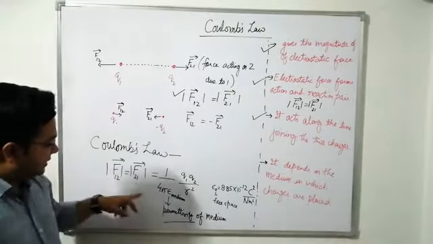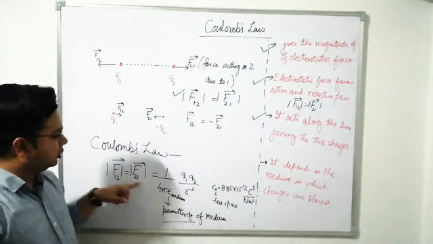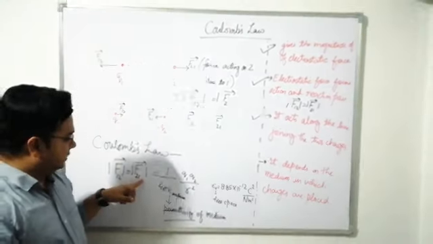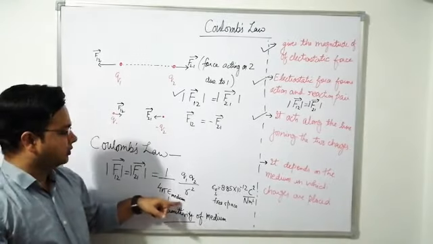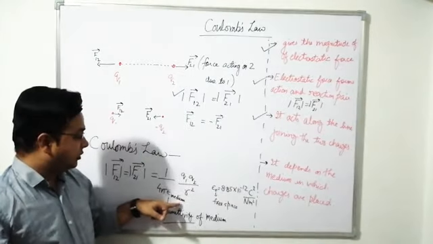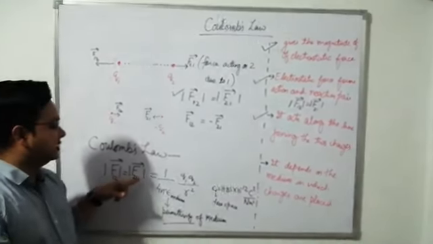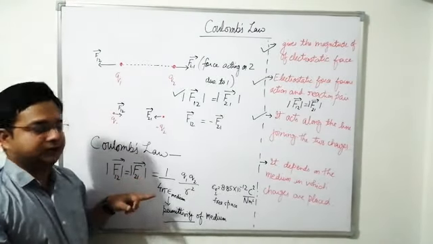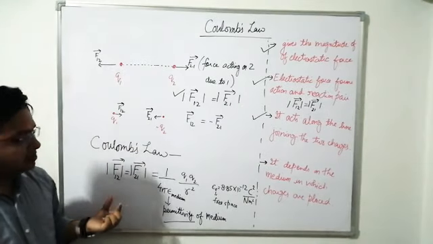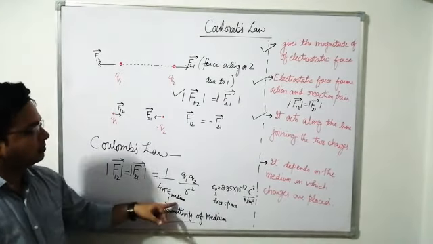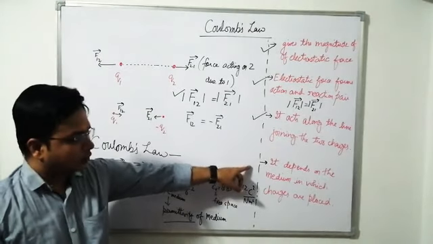And as you can see its relation with the force, it is inversely proportional to the force. F is 1 upon 4 pi epsilon, so it is inversely proportional. So the larger the value of permittivity of the medium, the smaller will be the magnitude of electrostatic force in that particular medium, because both are inversely proportional to each other.